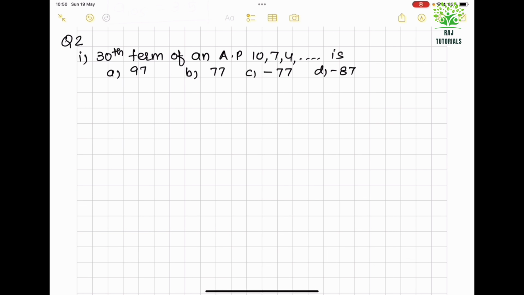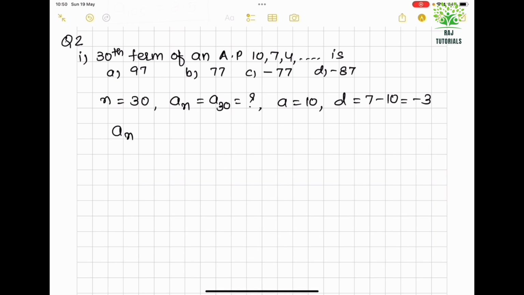See, first I am given the 30th term. So n is 30, a_n will be a_30, that I have to find. Then a is 10, d is 7 minus 10, so minus 3. Now using the formula a_n equals a plus (n minus 1)d. So a_30 equals a, so 10 plus (30 minus 1) into d.